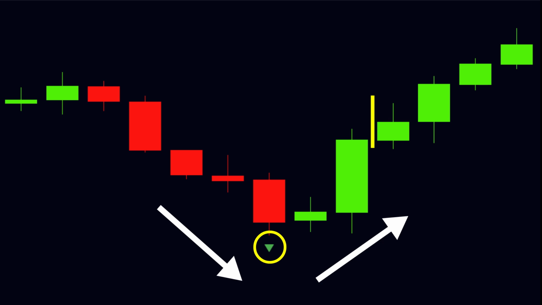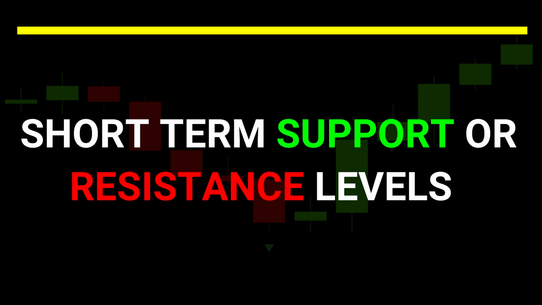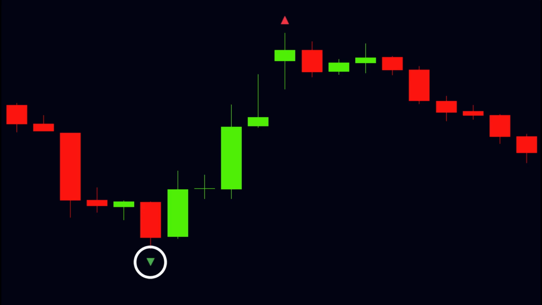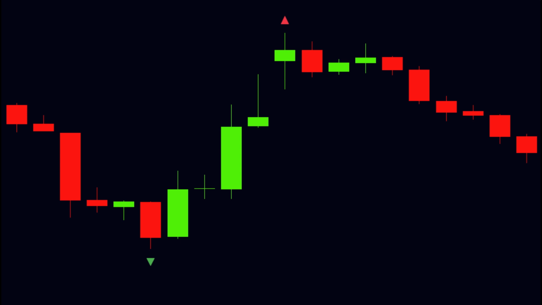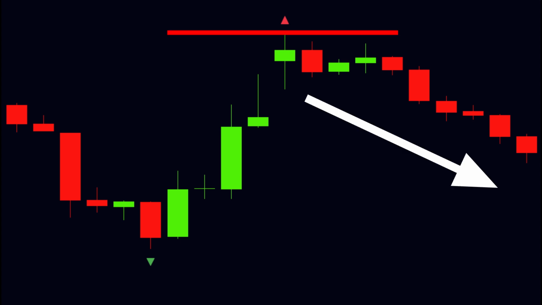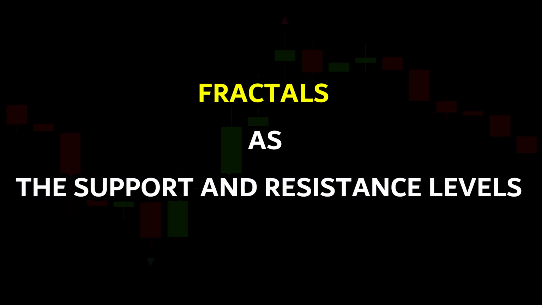So, here the better idea is to use the fractals as short-term support or resistance levels. When the bullish fractal is formed, it can be taken as a short-term support level, from where the price may take support, and it can move in the upward direction. Similarly, when the bearish fractal is formed, it can be taken as a short-term resistance level, from where the price may get resistance and move in the downward direction. We will take the fractals as the support and resistance levels in our strategy.